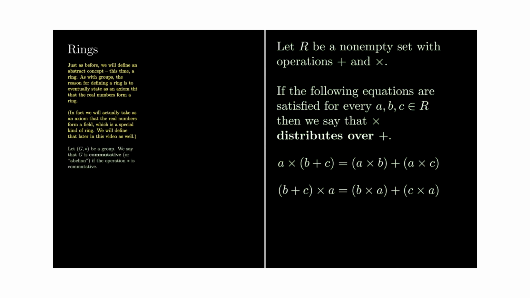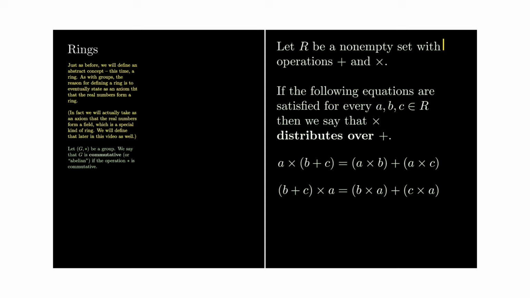Okay, one other prerequisite definition that we're going to need is the idea of distribution. So let's set R to be a non-empty set. It's just a set. Who knows what its elements are? And this time it will have two operations. They could be any operations, because again, this is abstract. We don't know what R is, so we couldn't necessarily know what plus and times are. I'm just telling you that there are two operations.